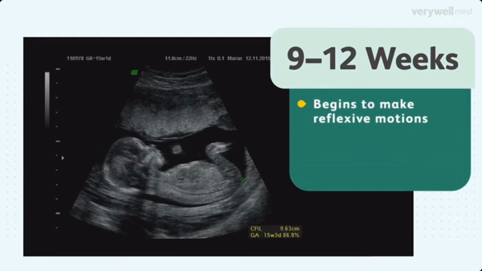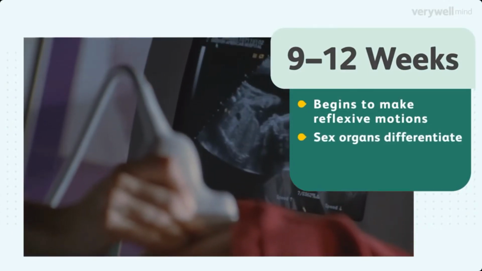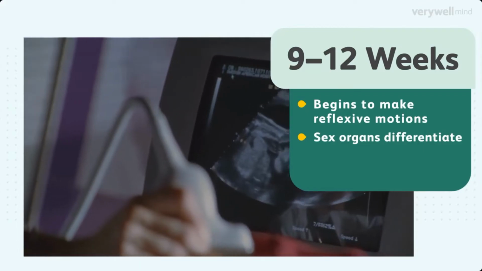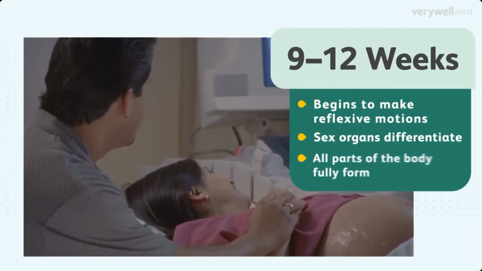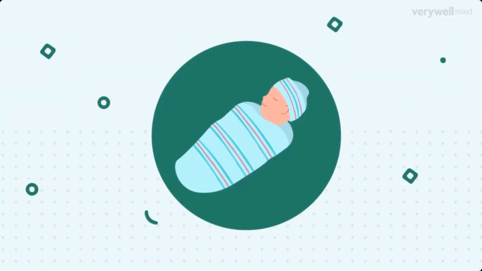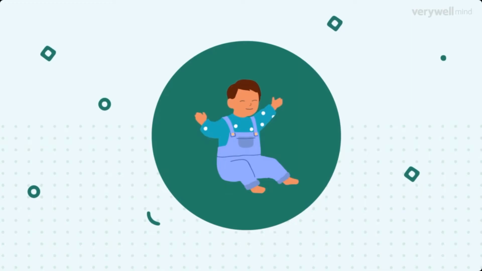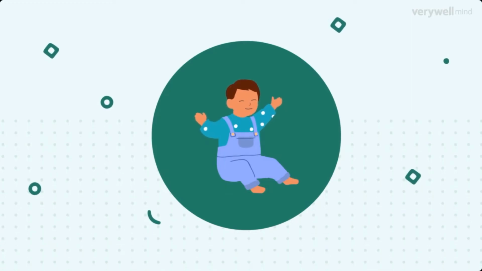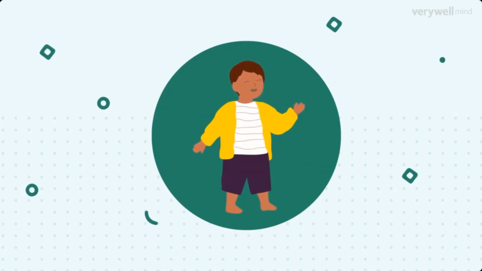Between the ninth and 12th week, the fetus begins to make reflexive motions with its arms and legs. During the third month, the sex organs start to differentiate, and by the end of the third month, all parts of the body are formed. Like the body, brain development does not end at birth. In fact, between birth and preschool, the brain quadruples in size.